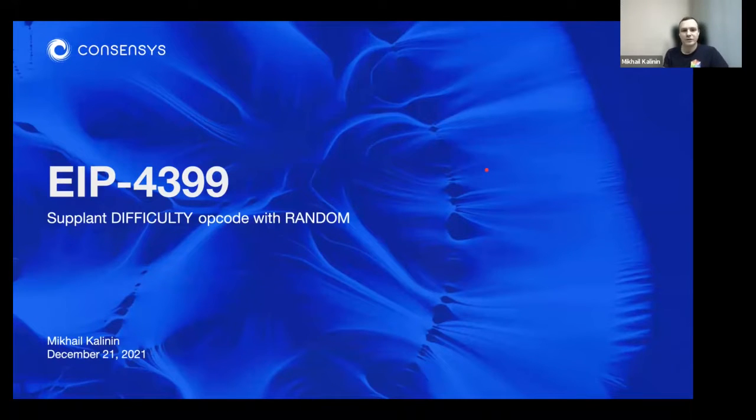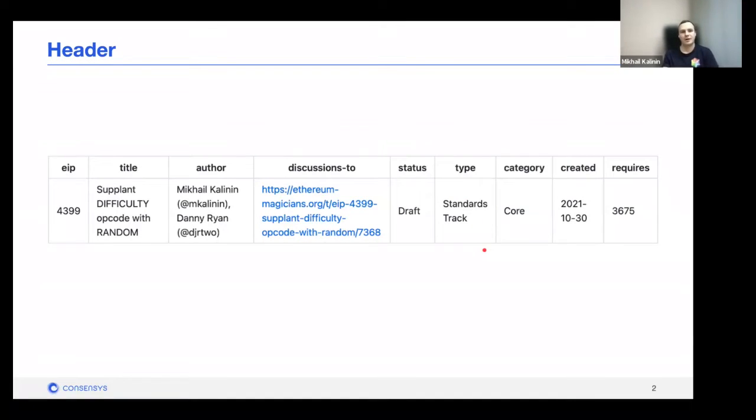Thanks a lot for the introduction. So this one is 4399. And it's not going to be a too long presentation today, so let's start. We're starting with the header, and one of the co-authors, as Pooja mentioned, the other one is Daniel Ryan. Most of you are familiar with him. Also, this EIP depends on 3675, so it's outlined in the requires section of this header.